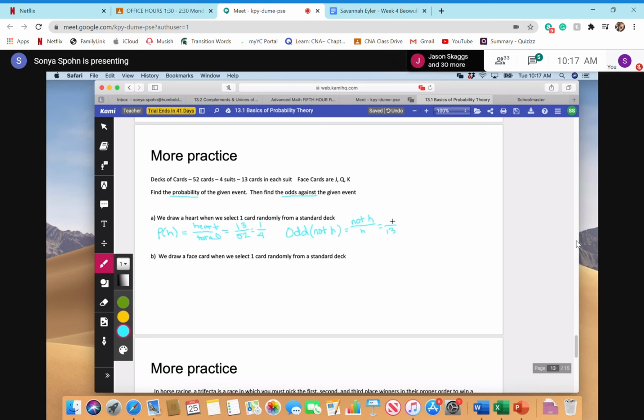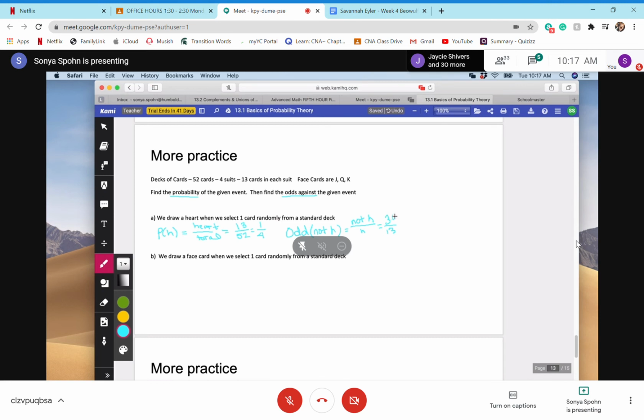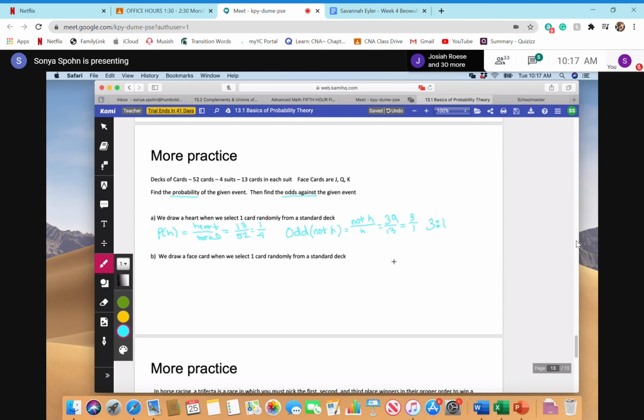You would have to do simple algebra or simple operation of subtraction. 52 minus 13 is 39. So 39 not hearts, 13 are hearts. We can simplify that because we can take a 13 out of each, and it's 3/1. But then when we write odds, we'll write it like that, 3-1. There's a 3-1 chance to not get a heart for the odds.